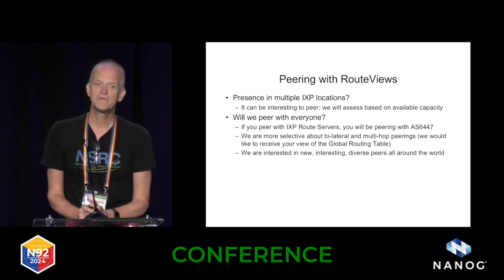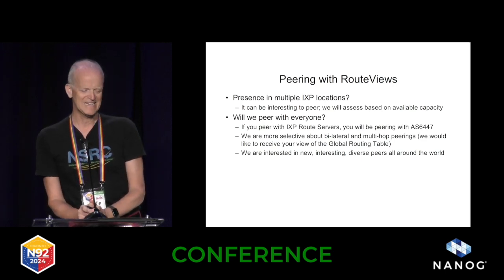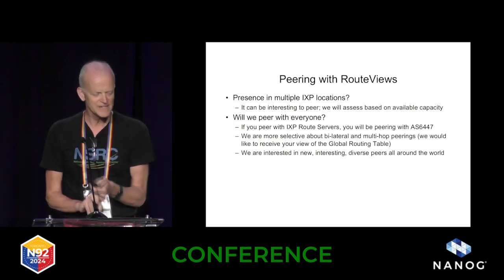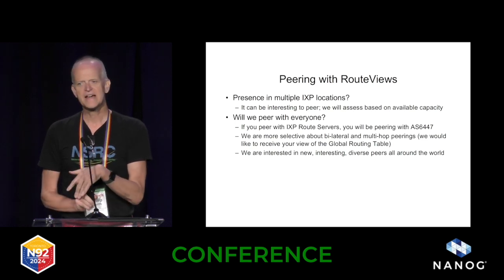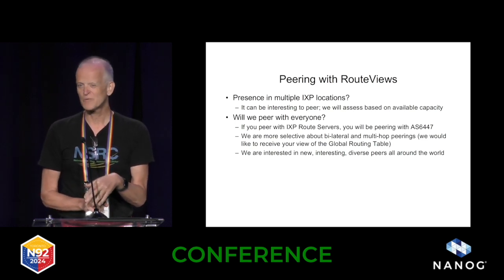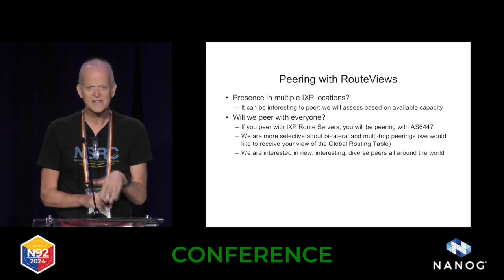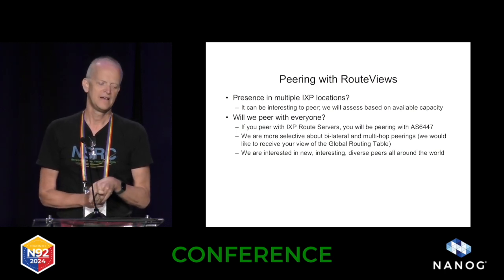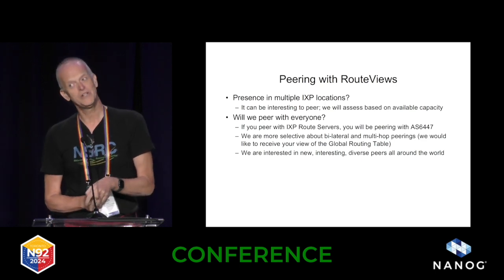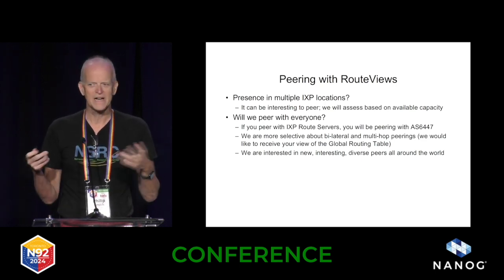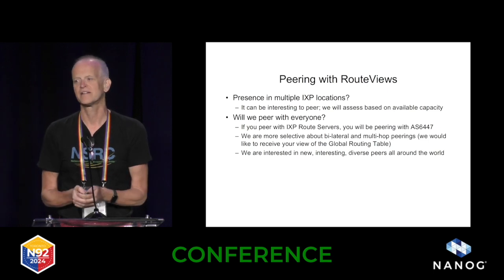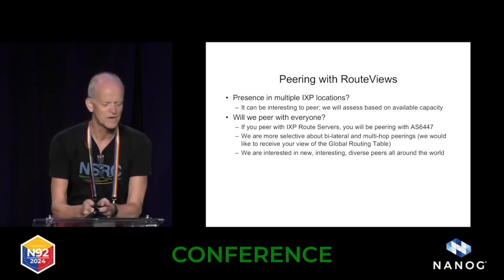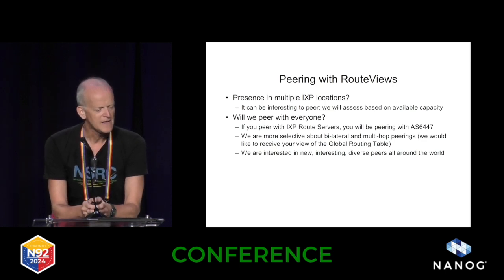And will we peer with everyone? Well, the answer is not yes. If you're at the exchange point, you talk to the route server, the answer is yes. But for bilateral and multi-hop peerings, we're quite selective. Bilateral, if you're going to send us the full table, very happy to do it. Multi-hop peering, we do want the full table. Otherwise, why are we going to take up a slot in a collector just to learn 3 prefixes? So I really do want to hear the full table.